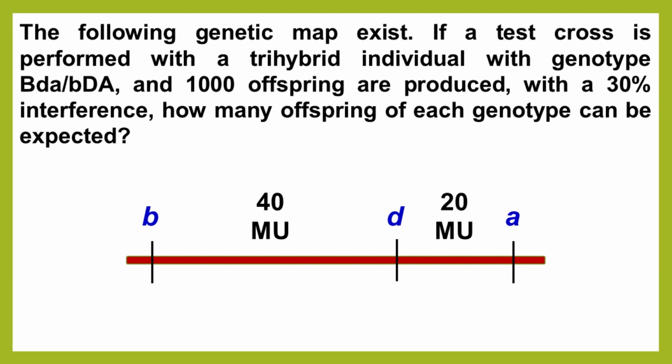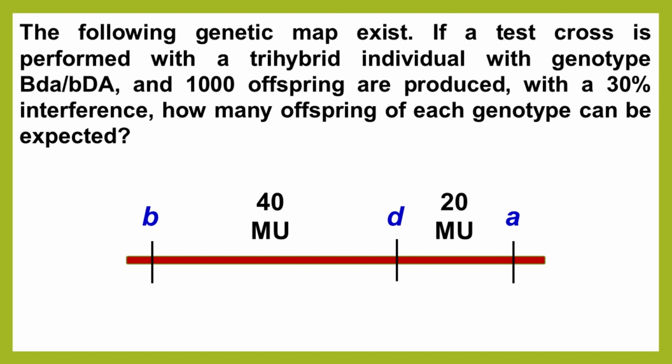The following genetic map exists. If a test cross is performed with a tri-hybrid individual with the genotype given and 1,000 offspring are produced with a 30% interference, how many offspring of each genotype can be expected? So in the map, we see the distance between genes B and D is 40 map units, and between genes D and A is 20 map units.